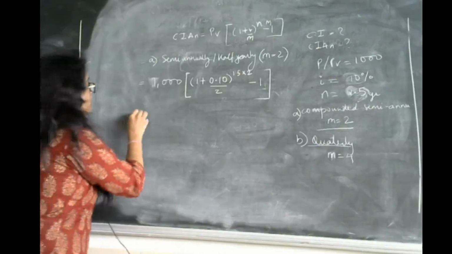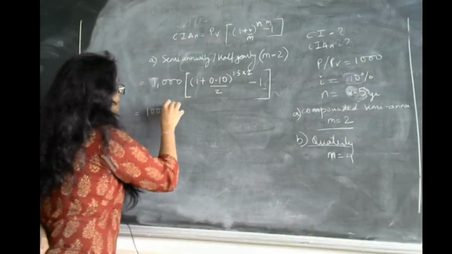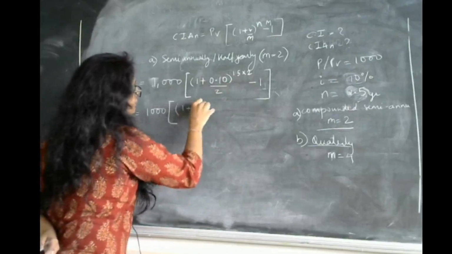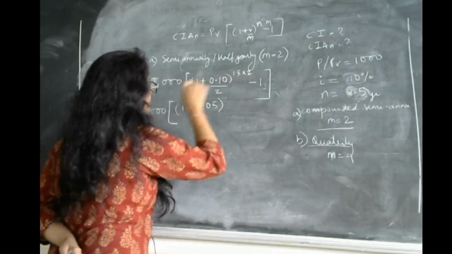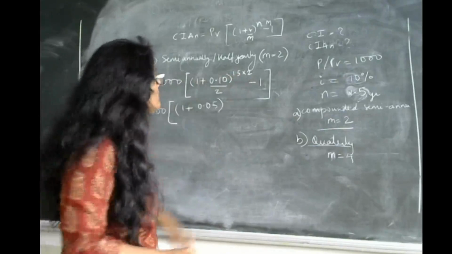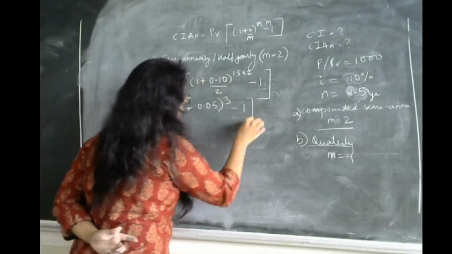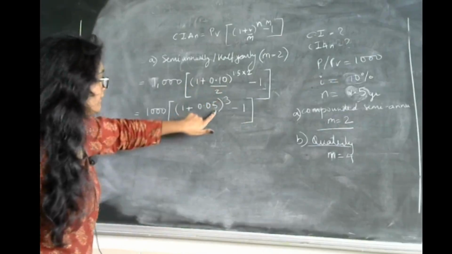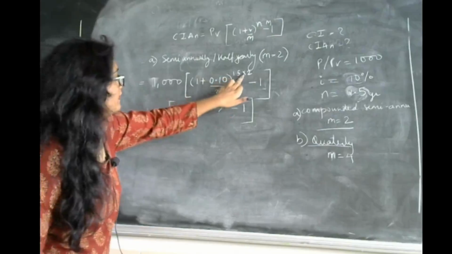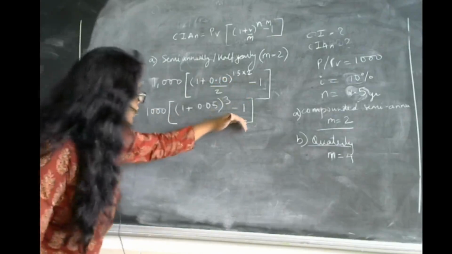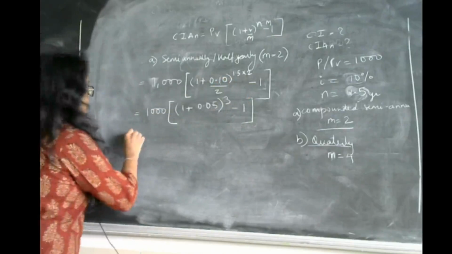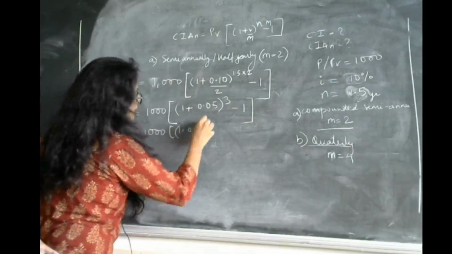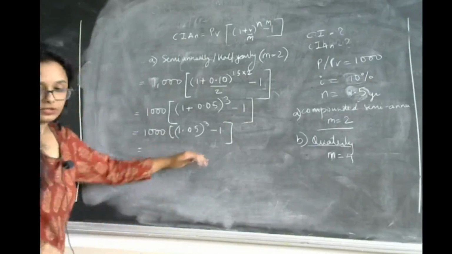Now let us solve this. 1000, and 0.10 divided by 2 is 0.05. 1.5 multiplied by 2 is 3, minus 1. Clear? The whole is raised to 1.5 multiplied by 2, which is nothing but 3. Now you have to solve this equation. 1 plus 0.05 is 1.05, the whole raised to 3, minus 1. Once you solve this equation, what amount do you get?